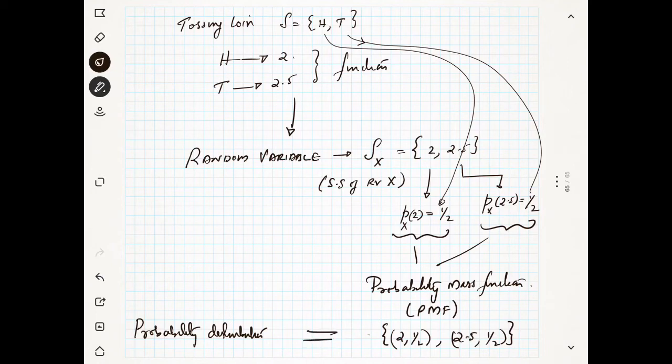But what do you mean by this PMF? I will explain. PMF means probability mass function. It is nothing but the probability that X takes the value xk.